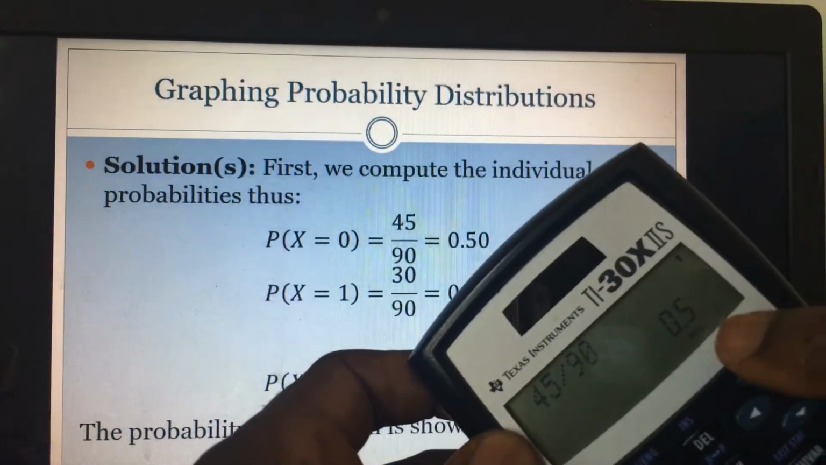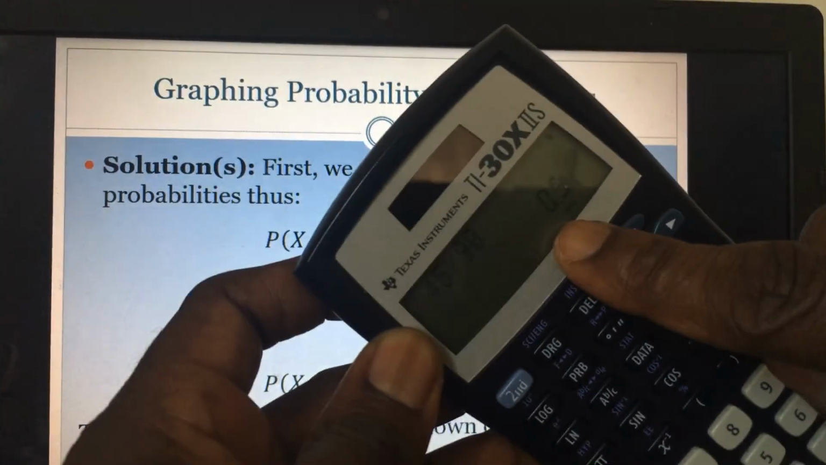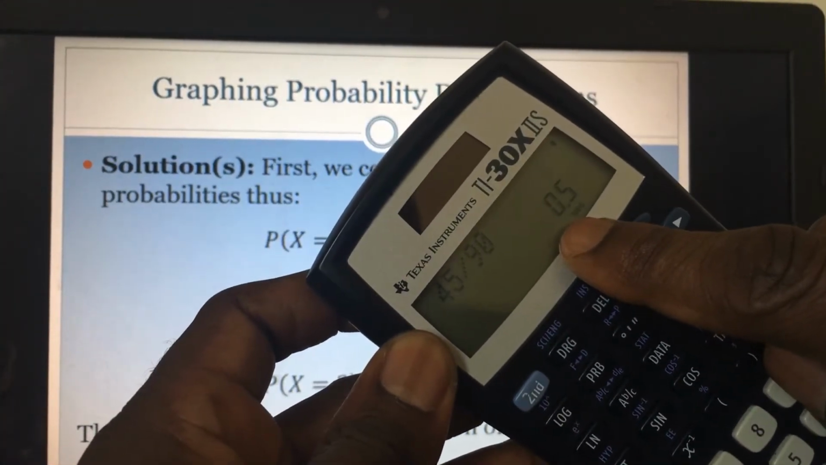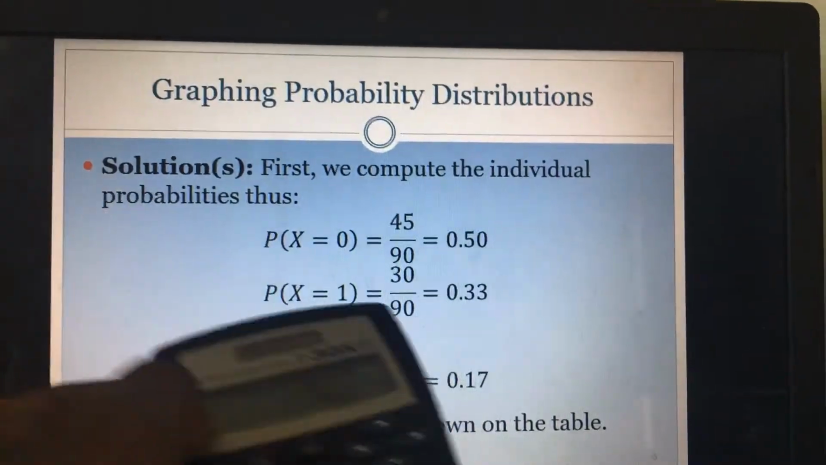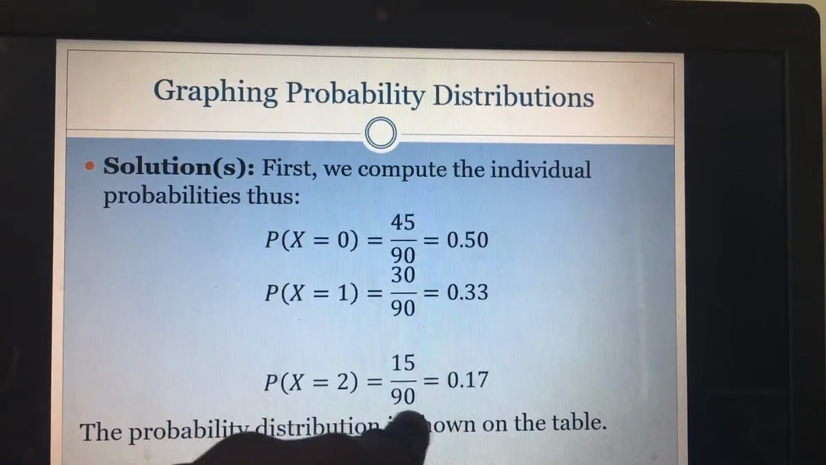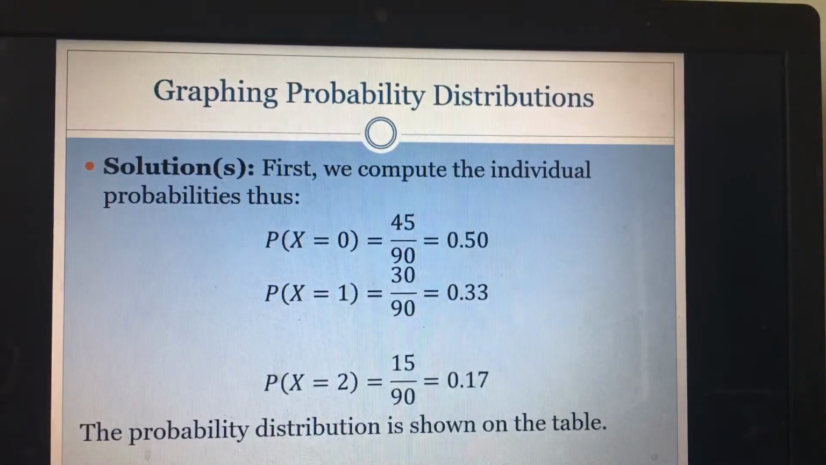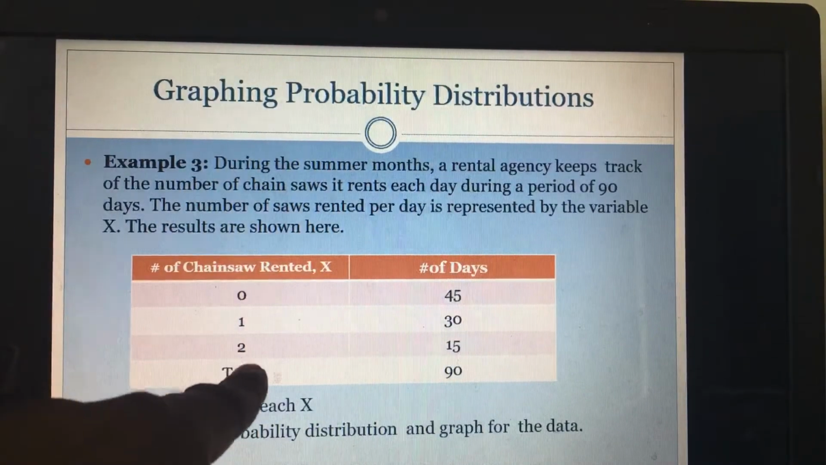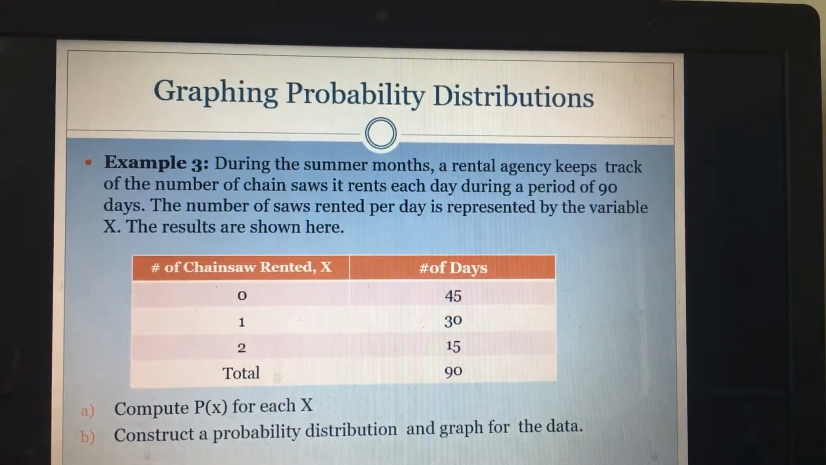Give me right there. That's right there, 0.50. See? 0.5. That's what I got here. Same thing with the rest of them. So, for example, this one, 15 over 90. That is for the rented 2 chainsaws, 15 out of 90 days period.